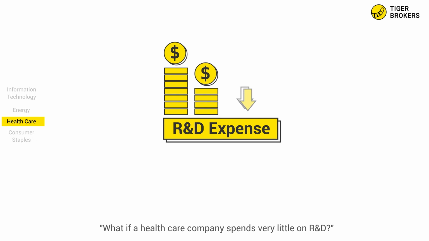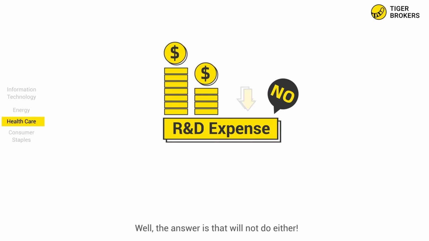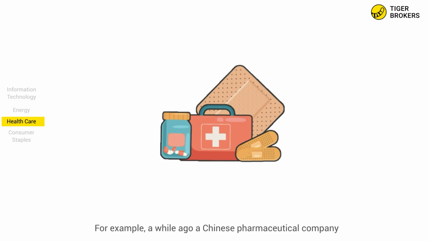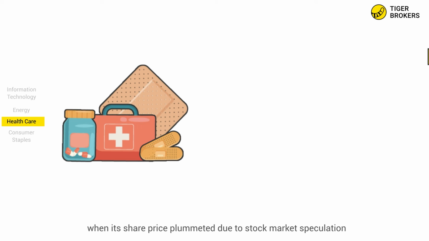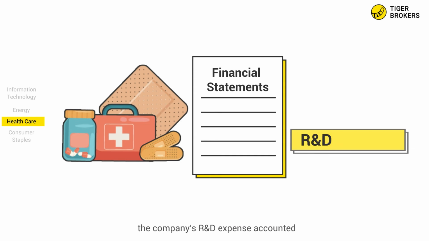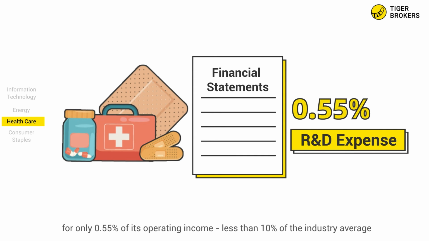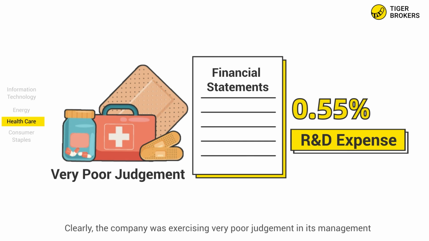Some of you may ask, what if a healthcare company spends very little on R&D? Well, the answer is that would not do either. For example, a while ago, a Chinese pharmaceutical company lost 1.5 billion RMB when its share price plummeted due to stock market speculation. According to its financial report, the company's R&D expense accounted for only 0.55% of its operating income, less than 10% of the industry average. Clearly, the company was exercising very poor judgment in its management. So, you should be aware of both overly high as well as too low R&D expenses when analyzing healthcare companies.